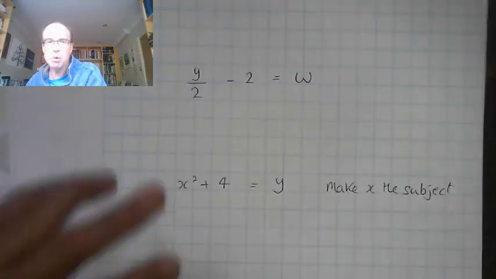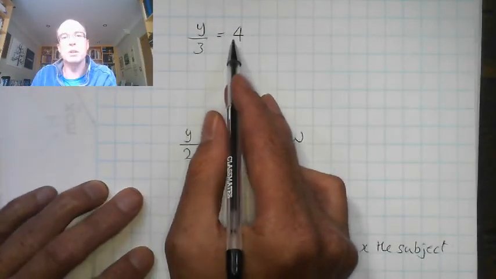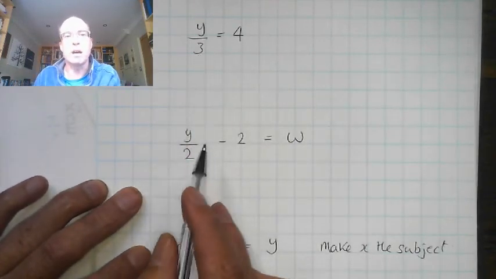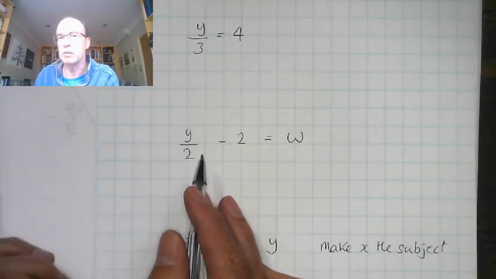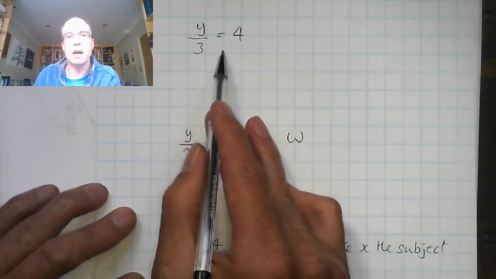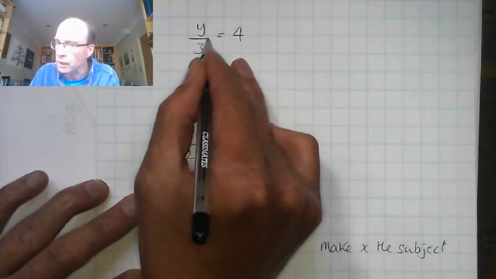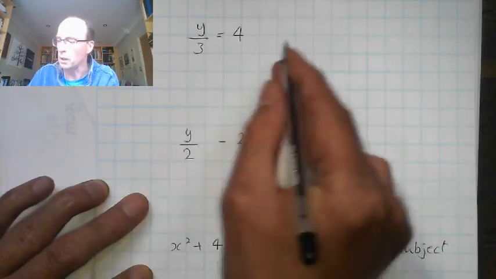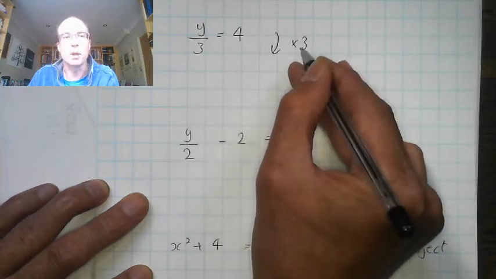A couple more examples. Let's look at this one at the top. Y divided by 3 is 4. This one we can actually solve. The rest of the ones that we've looked at, we've just rearranged the equation. We're still left with an equation at the end of the question. This one we can actually work out a value for y. And what we're doing, we've got this fraction line again, this divide by 3. Remember, all it means is divide by 3. So I want to do the opposite operation, which is to multiply by 3.